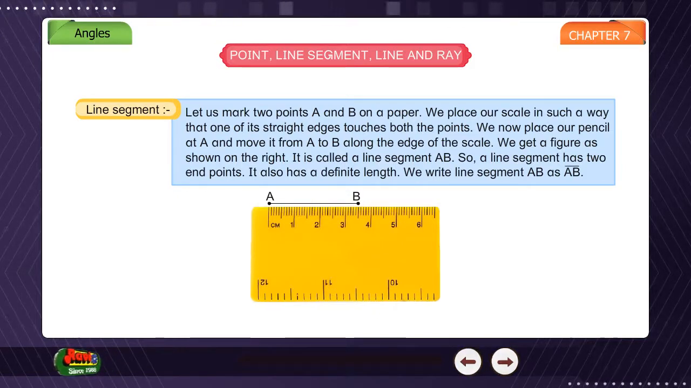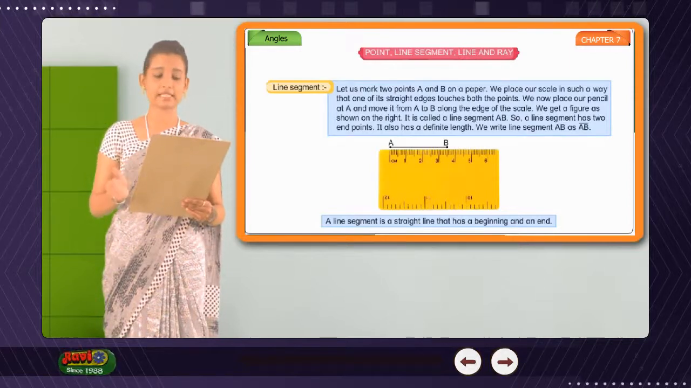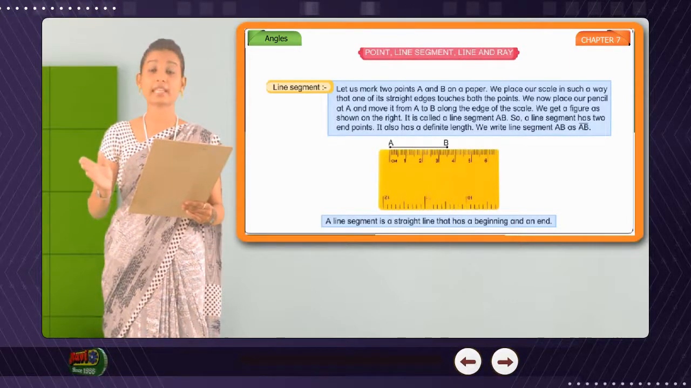So, a line segment has 2 endpoints. It also has a definite length. We write line segment AB. A line segment is a straight line that has a beginning and an end.